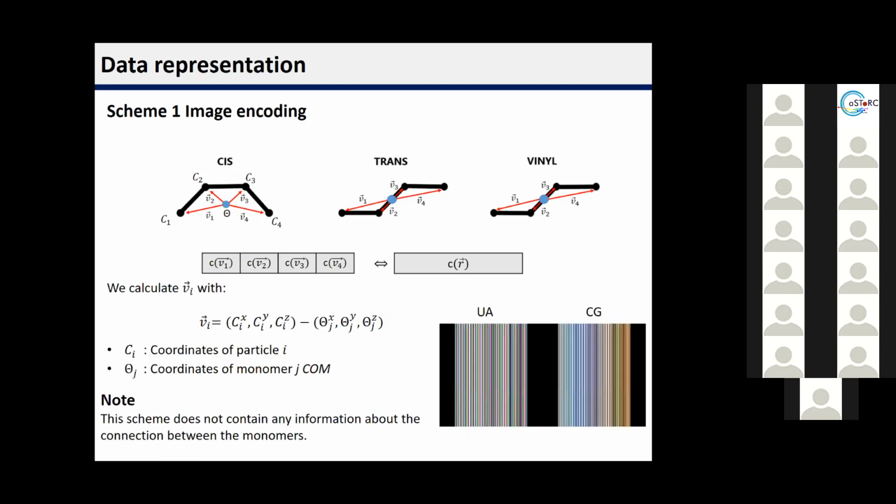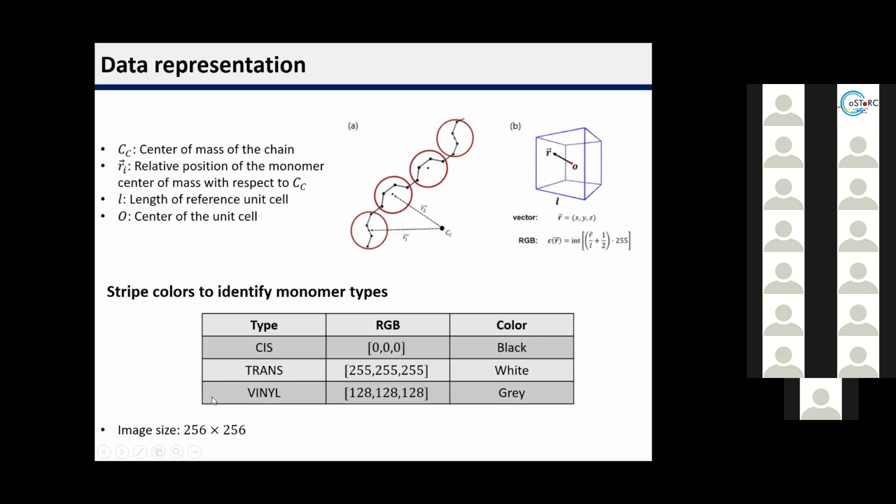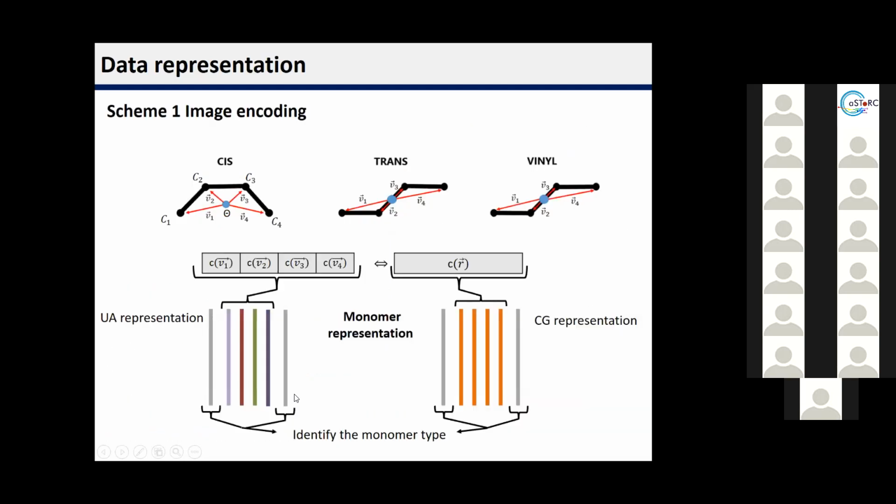As I said here, this image contains 30 monomers. Hence, we have 30 representations like this. Here we have a gray color stripe. And if we go back here, we can see that we have a vinyl monomer type.